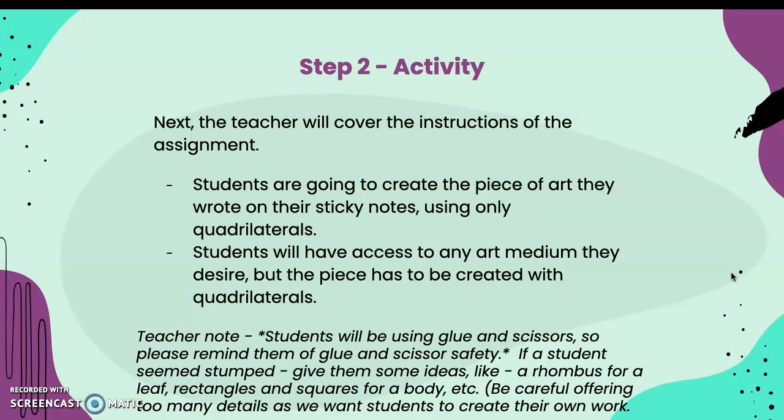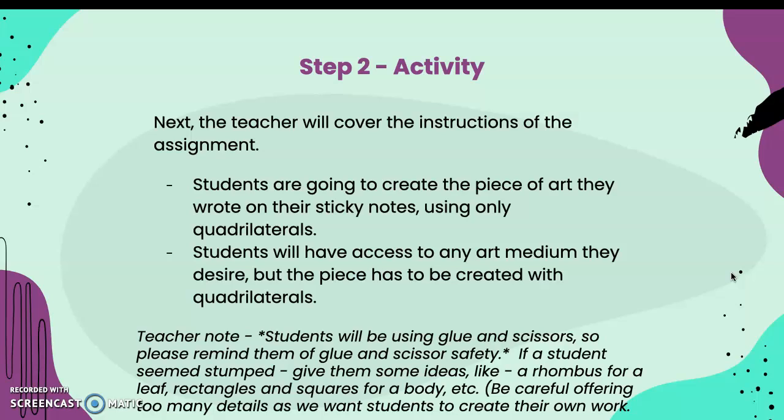The next step is to do the activity. The instructions for this are that students are going to create the piece of art that they just stuck up on the goal wall, but they can only use quadrilaterals to create the art. So if they're going to draw, for instance, a tree, they'll have to figure out how to make that tree only using the quadrilateral shapes that we have gone over.